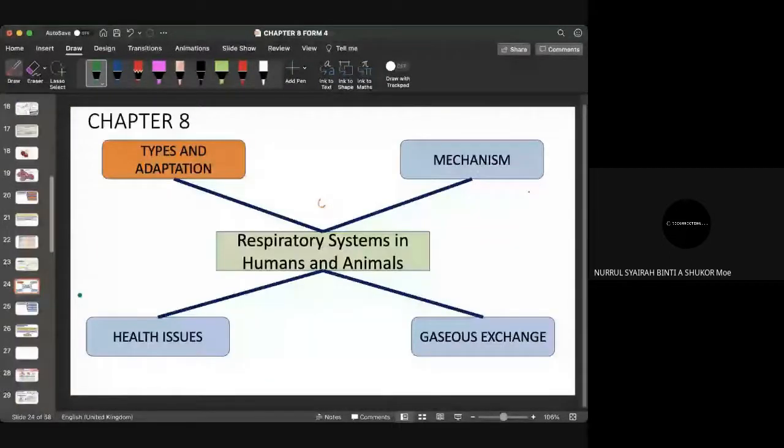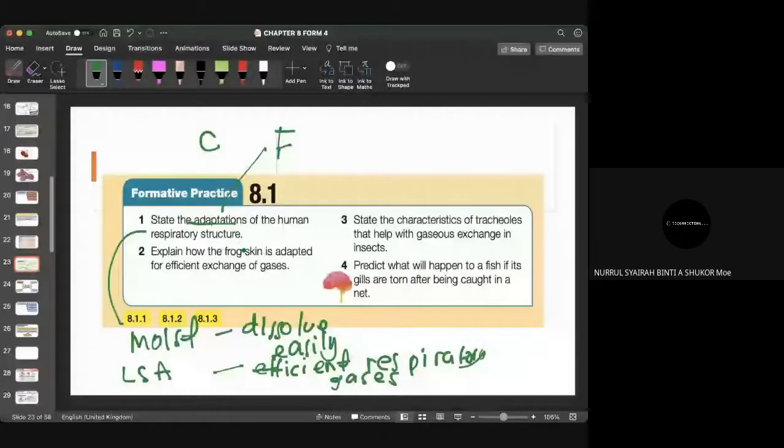Betul-betul. Moist, thin, large surface area. Semua function-function tu tadi sama saja. Right? To allow efficient. Alright? Moist saja to allow dissolve easily. Large surface area, blood capillary to allow transport. Right? You can ingat transport. Efficient transport of oxygen and carbon dioxide. Okay, explain how the frog skin is adapted.